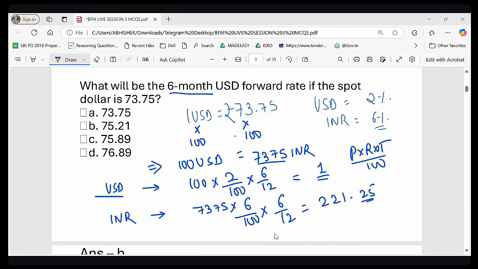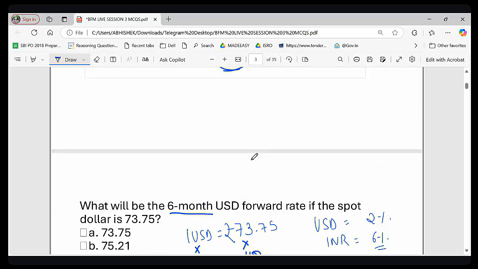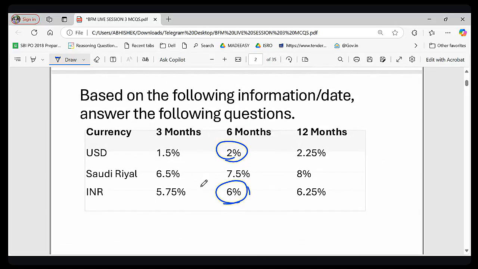So let me again refresh this particular question for them so that they can also understand what the question is all about. This question is about the particular table that has been provided to you. In this table you will see currency and time period, right? Under currency, you can see US dollar, Saudi Riyal, INR, and the corresponding interest rate has been provided. So this question is related to arbitrage. You might have heard of arbitrage in BFM unit 1.